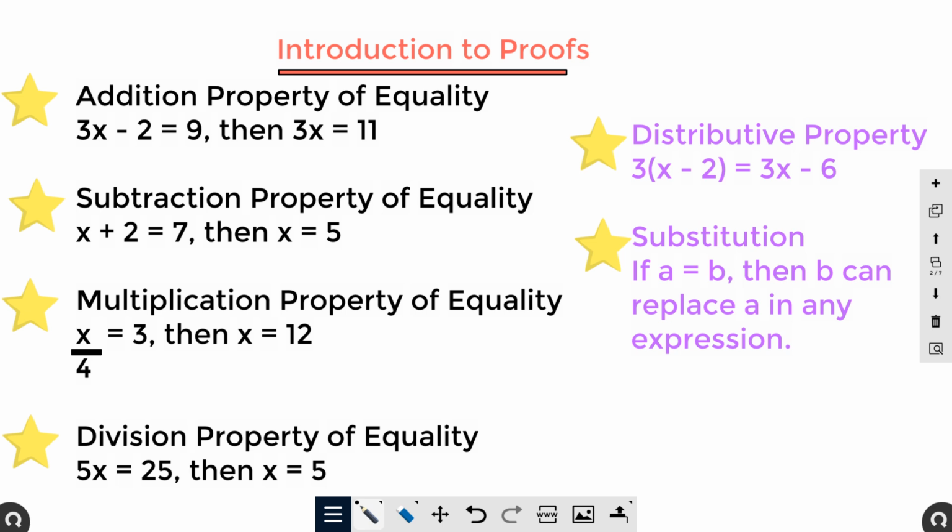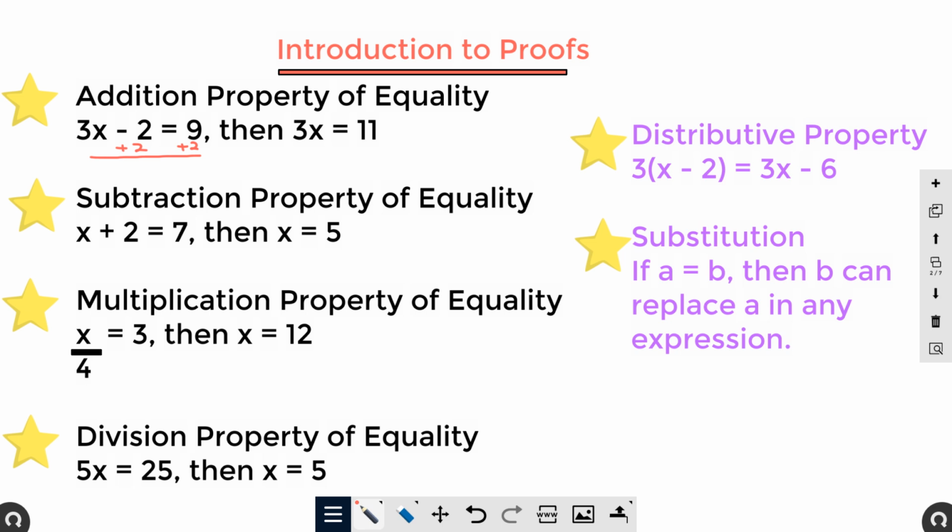So the addition property of equality is the first one. And all you're doing here is explaining what you do to solve for x. So if this was your equation, 3x minus 2 equals 9, what would you do to get x by itself? You would add 2, right? If you add 2 to both sides, you end up with 3x equals 11. That is your addition property of equality because we added the same number to both sides. So the equality part means that we kept the equation equal.